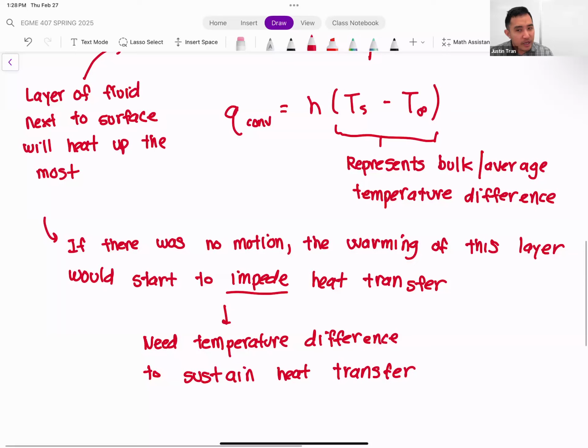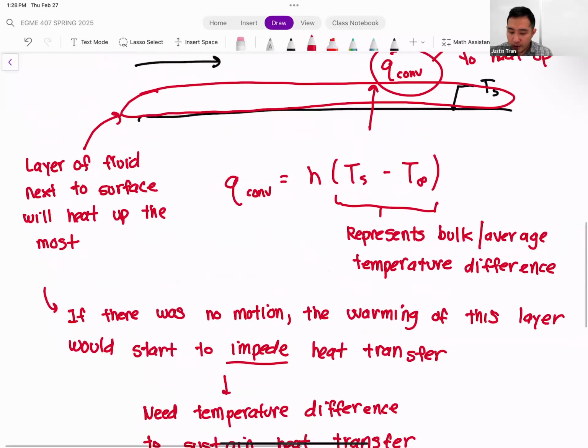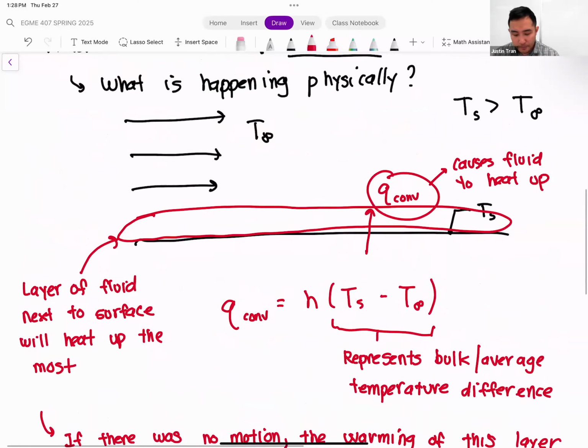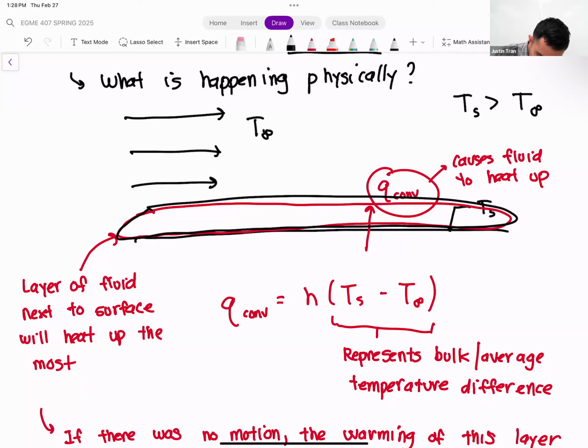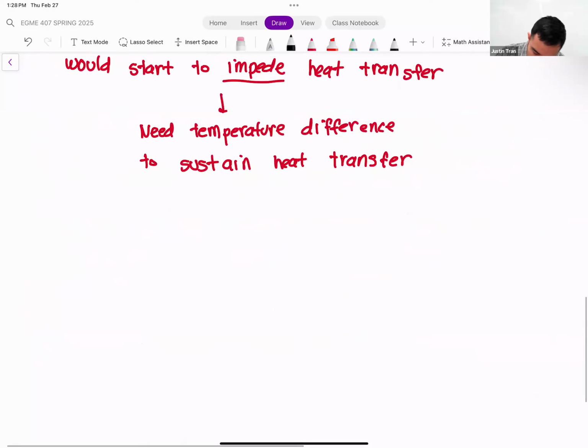So that's what would happen if theoretically there was no motion. But we do have motion, right? And what is that motion going to do? That motion is actually going to help refresh the fluid that's next to the surface, because as this fluid heats up, the motion of the fluid is going to push that fluid away, and it's going to replace it with fresh, cooler fluid. Okay. And so this figure is getting kind of messy.